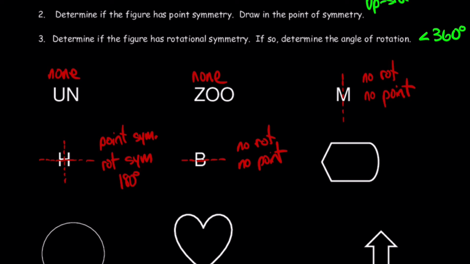Okay, next we got this goofy looking shape here, but it looks like I could fold that horizontally. So sketch in that horizontal line of symmetry. But again, I can't rotate it any amount. If I rotate it upside down, it's going to kind of look like this. The point would be here. That's not the same shape, and any other rotation will just be pointing somewhere else. So there is no rotational symmetry. So no rotational and no point.